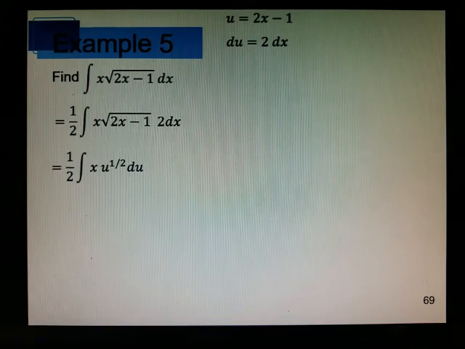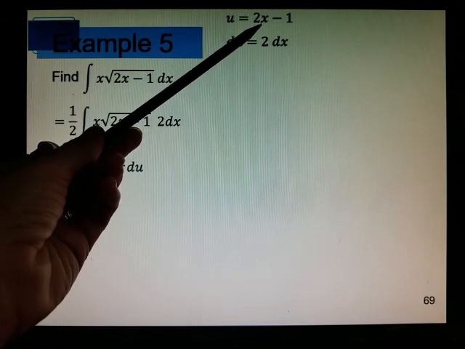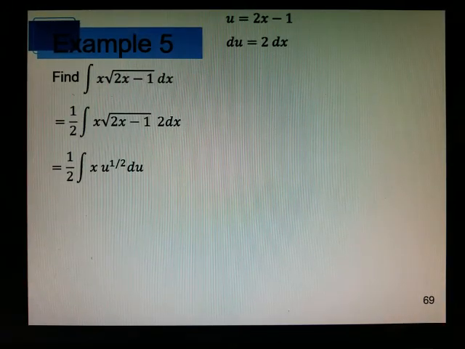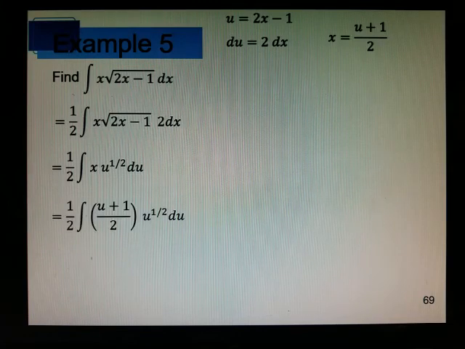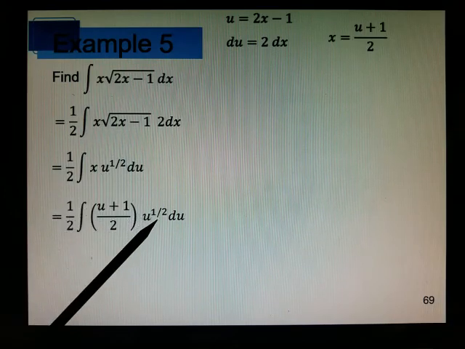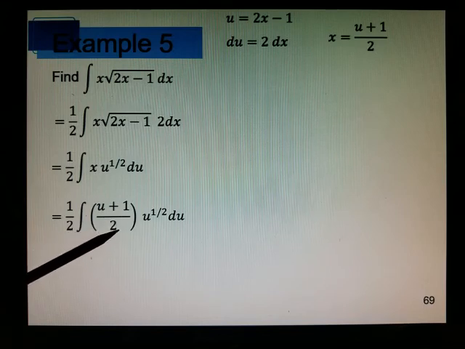So what you have to do is go back to the original problem up here at the top, and you need to solve that for x. Solving that for x, that would be u plus 1, and then a half of each of those. So that's what I've done. So x equals u plus 1 over 2. Plugging that in for the x, I already have a u to the half and the du. Now, y'all, this is a denominator of a 2. That's really being multiplied, that binomial times a half. Let's factor that half out here with this one to a fourth.